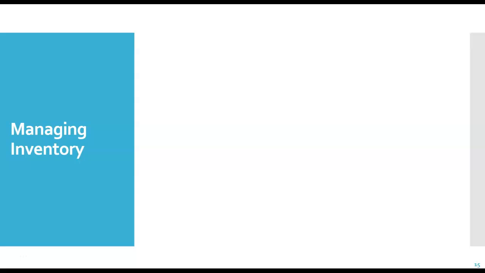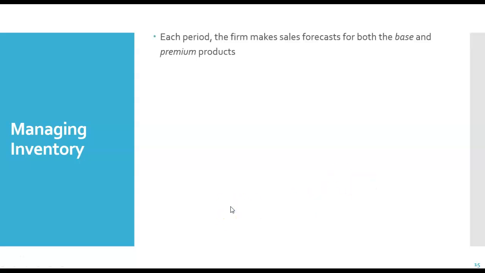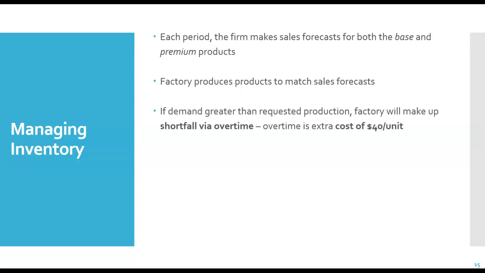All right, picking up with managing inventory. In each quarter, or it says period, the firm has to make a forecast about what you're going to sell. And so then in turn, the forecast you make is what the factory produces.